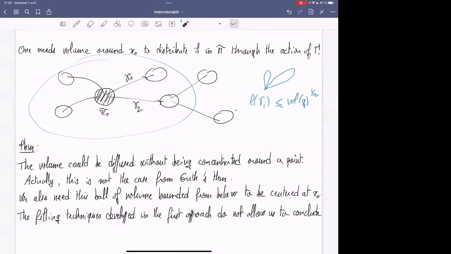And so the filling techniques I just talked about, they don't work. I mean, you can find those two loops, but they don't tell you where the volume is. And that's the main issue here in this problem.